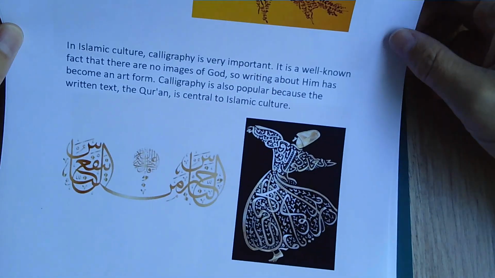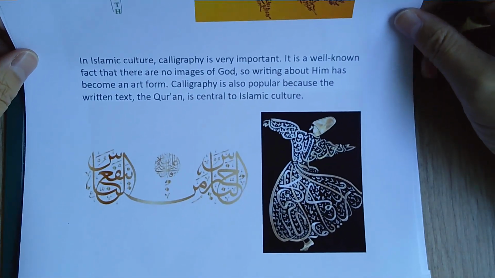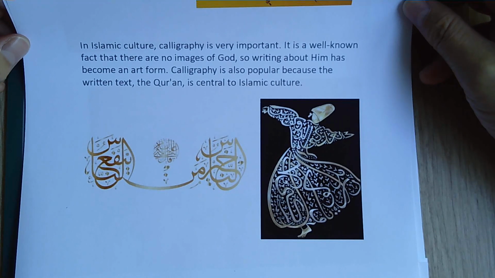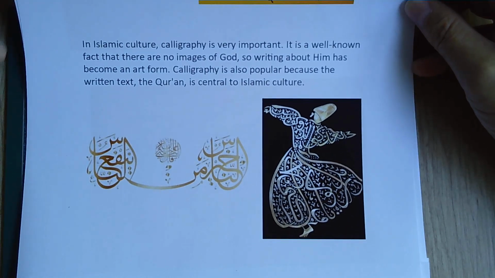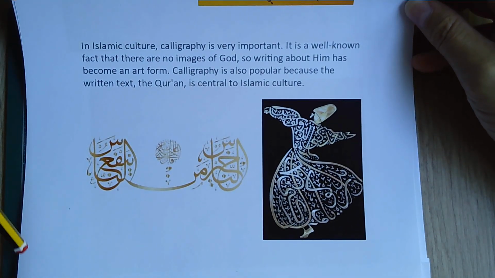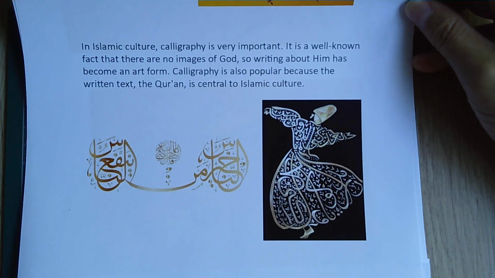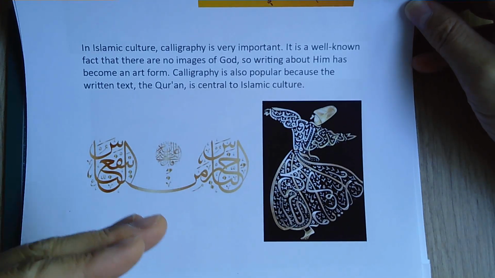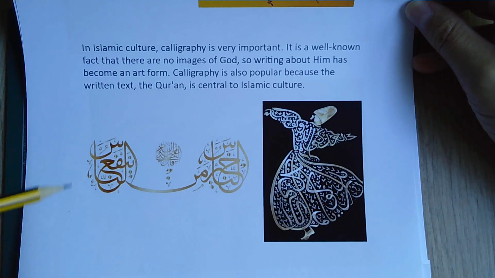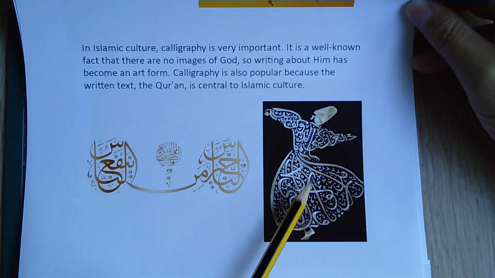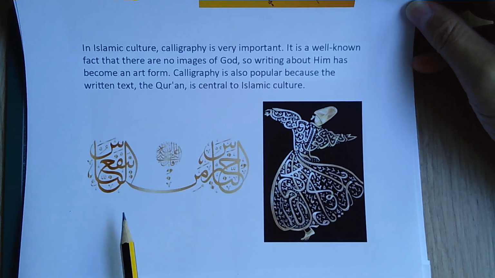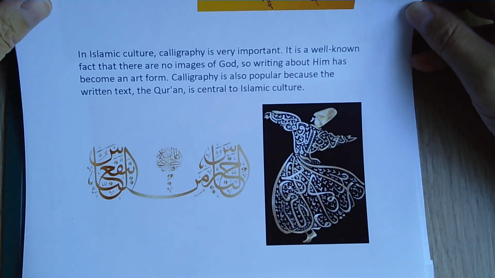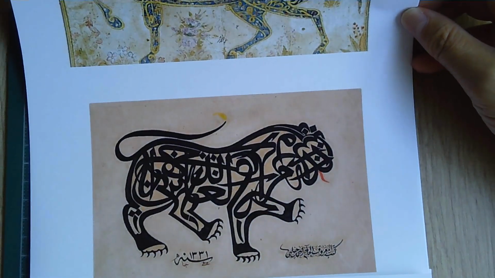Now, in Islamic culture, calligraphy is very important, and it's a well-known fact, as I'm sure that you know, that there are no images of their God. So writing about him has become an art form. Calligraphy is popular because the written text, the Quran, is so central to Islamic culture. And when we look at these two images based on the Quran, they don't really look like text. They're just beautiful pictures. Here we see almost like a whirling dervish, and this. Lovely, beautiful forms.